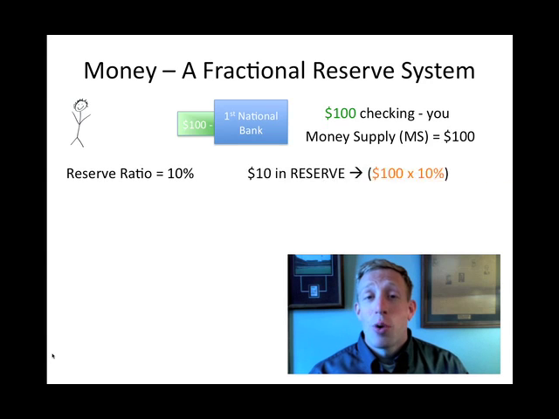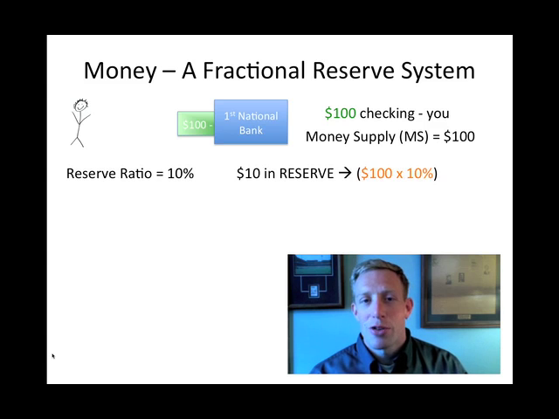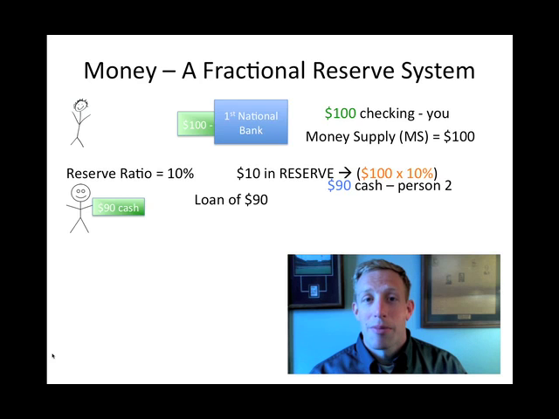Now, what they do with the rest of that money, that other $90, is up to them. They could go lend that out. And if they do so, what we see is that they're in the process of creating money. Let's say a second person comes along, they want to borrow some money. They make a loan of $90 to person number two. Person number two now has the money. Let's say they give it to them in cash. So there's $90 in cash in the economy now, and your $100 in checking accounts, which you have the right to withdraw whenever you want.